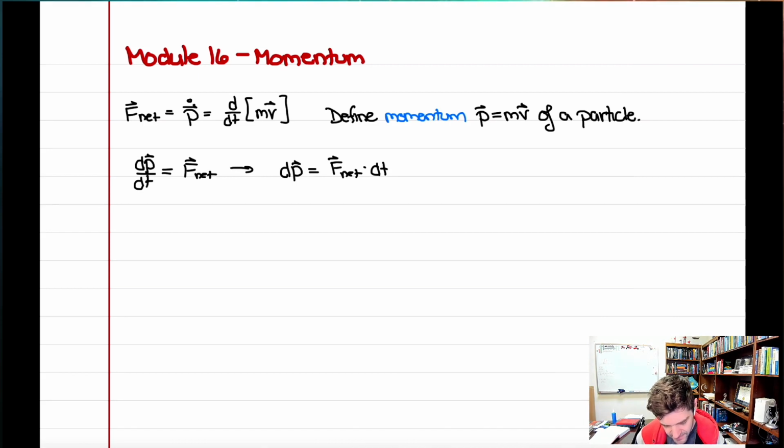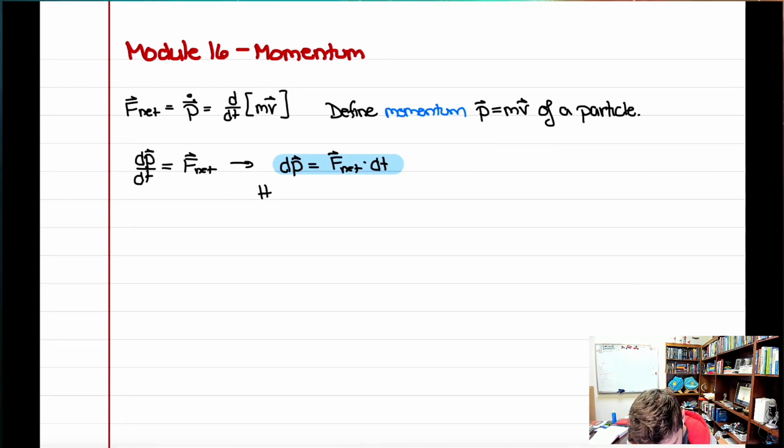And I haven't done much, but I still want to give this thing a highlight. Because what this is saying, if we translate this back into English, is that the left-hand side is asking, how does momentum change?